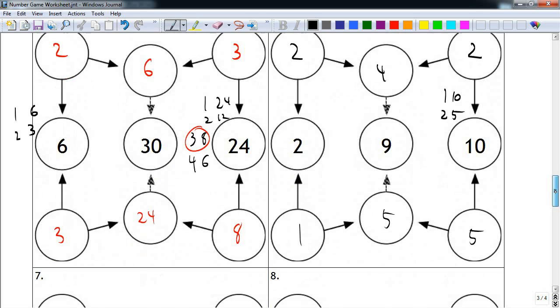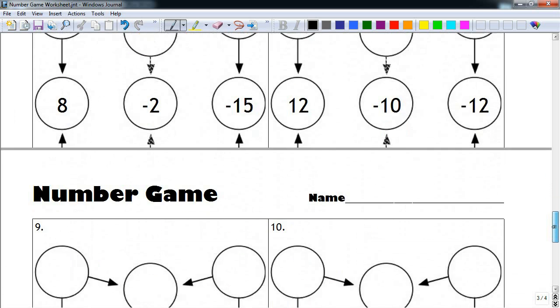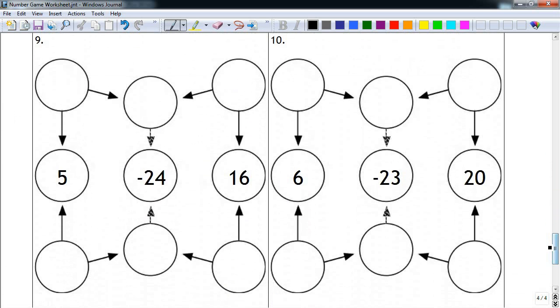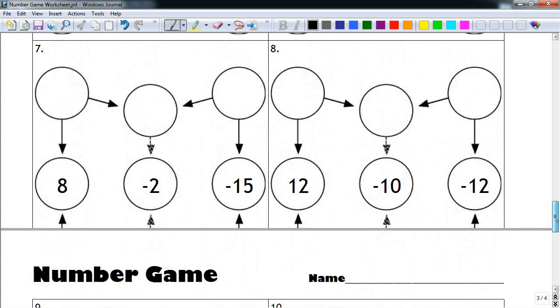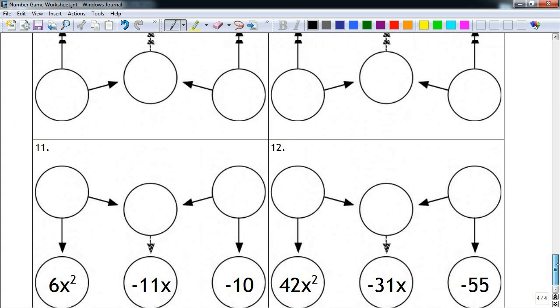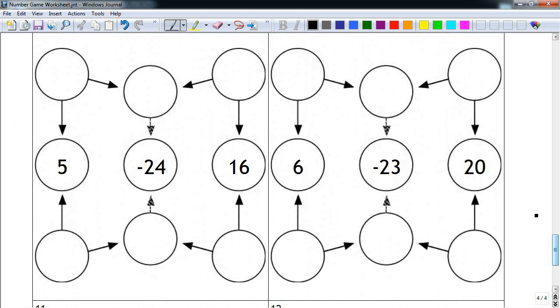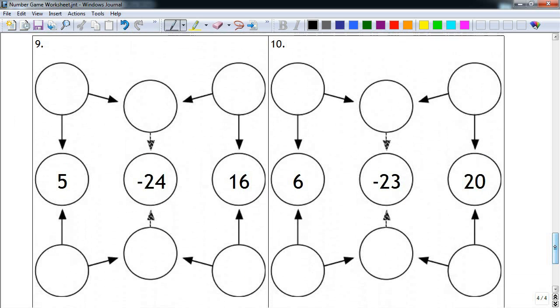Okay, let's do one more, and then I'll let you finish these up. Let's look at number 5. Number 5 is a good one because I have to add up to a negative. Two factors of 5 is 1 and 5. There's only one choice here. I need two factors of 16. I have 1 and 16, 2 and 8, and 4 and 4.